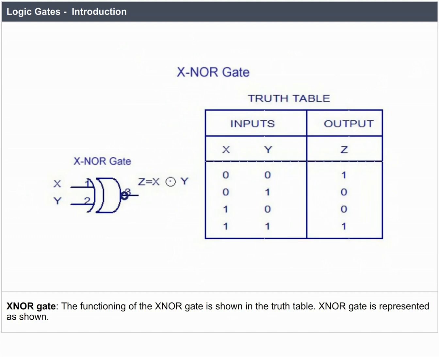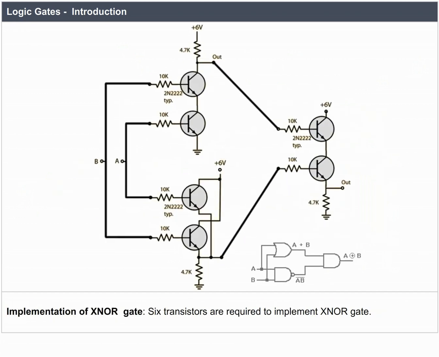XNOR gate. The functioning of the XNOR gate is shown in the truth table. XNOR gate is represented as shown. Implementation of XNOR gate. 6 transistors are required to implement XNOR gate.